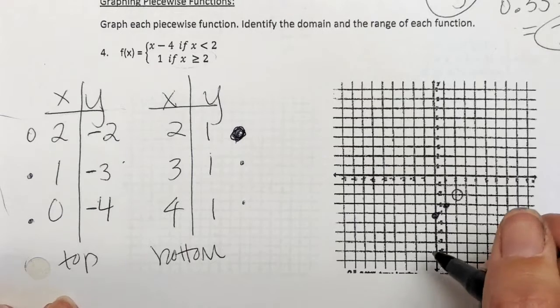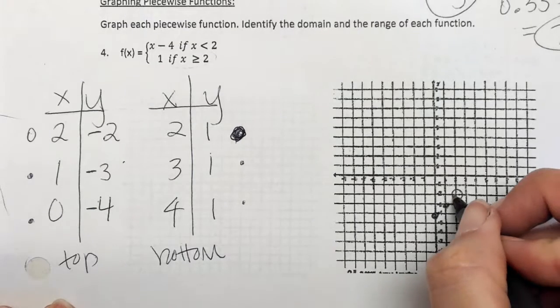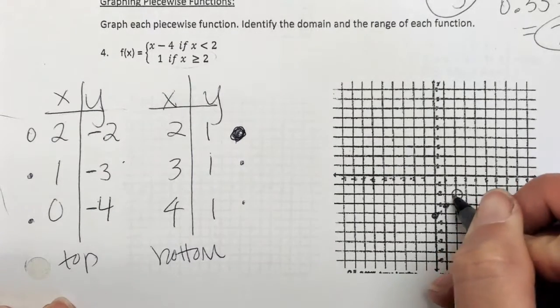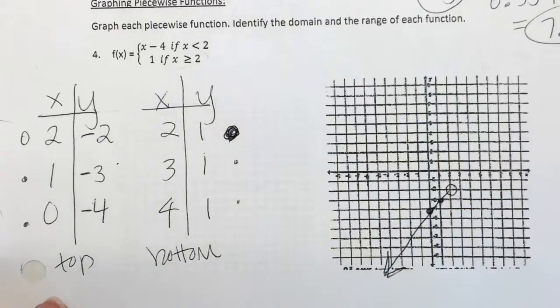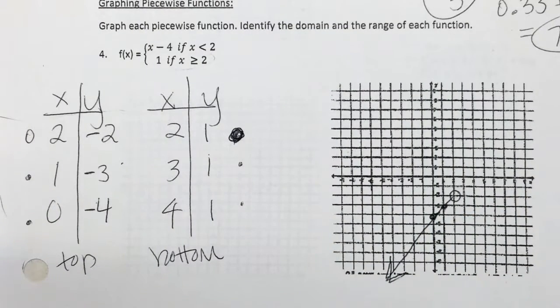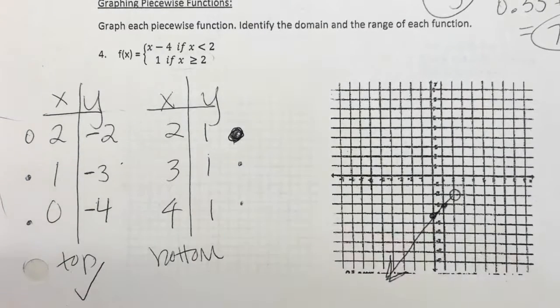Now when you draw the pieces, always start from your restriction point, which is right here, and then just go through those other dots. That's the first piece. So we're done with that one. Now let's draw the bottom piece.